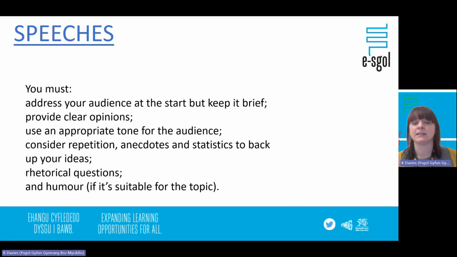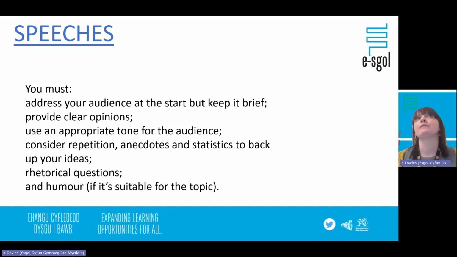So with speeches then, you must make sure that you do the following. So you address your audience right at the beginning, but you keep it brief, okay? You provide clear opinions, use an appropriate tone for the audience, you know, and like I've said at the bottom, and humour if it's suitable for the topic. And it also depends on who your given audience is. So that's what the appropriate tone is. So make sure that you're mindful of who they're telling you your audience is.